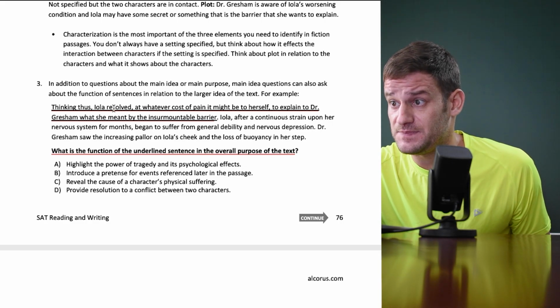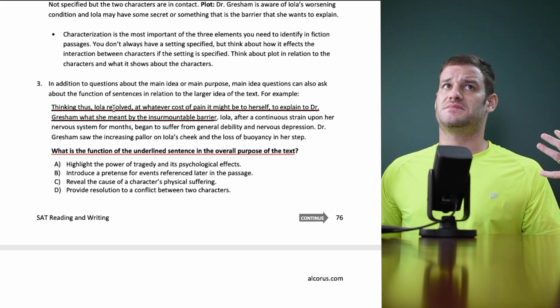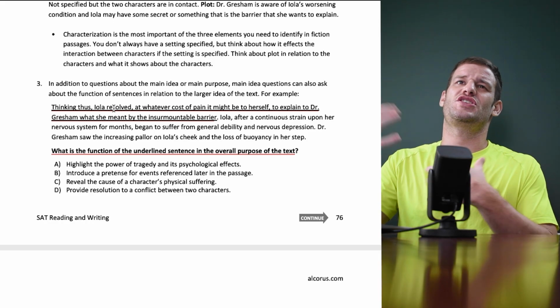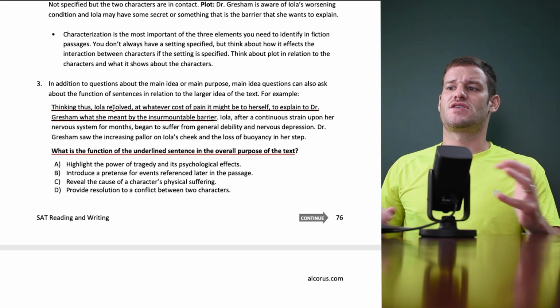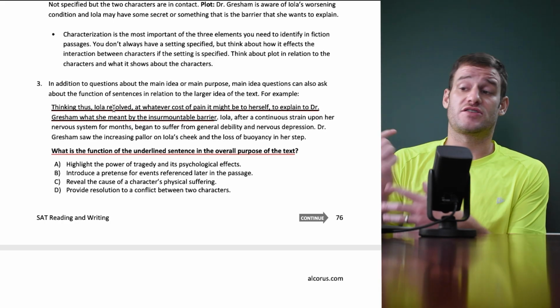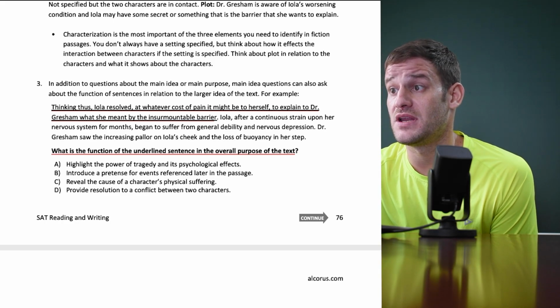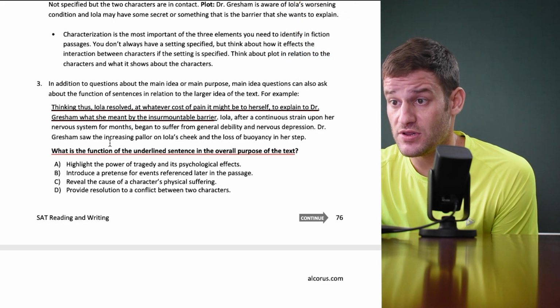So we think here, okay, it's introducing the idea that there's some barrier or she has some trouble. And then again, the rest of the passage shows how that causes physical symptoms and how Dr. Gresham identifies those, or is aware of those, right? Okay, so we look at our answer choices.